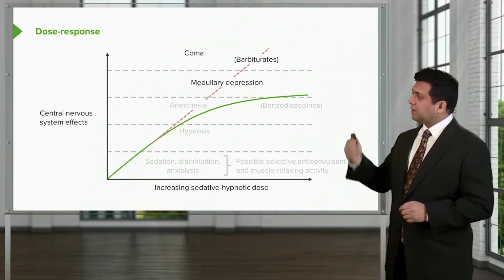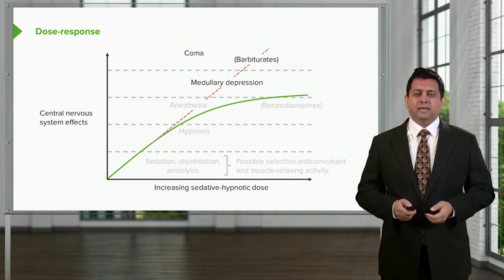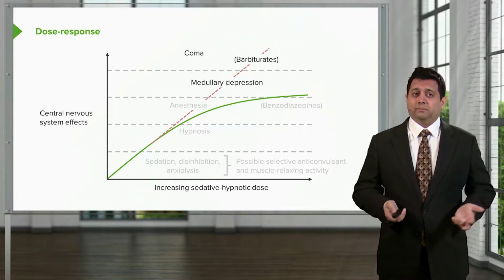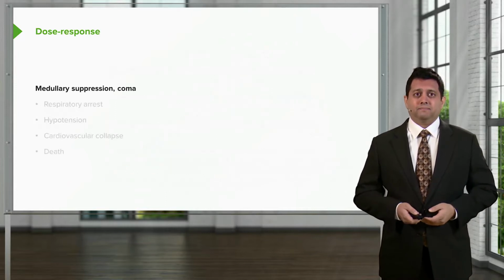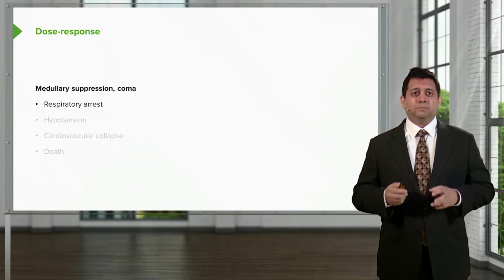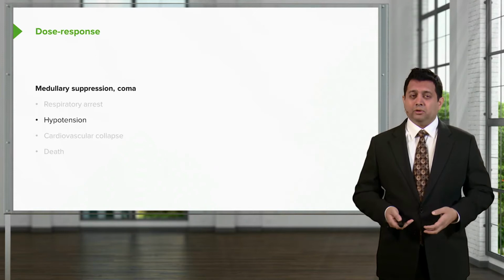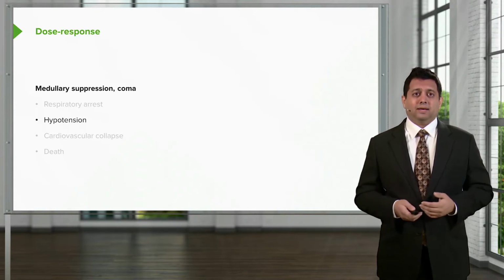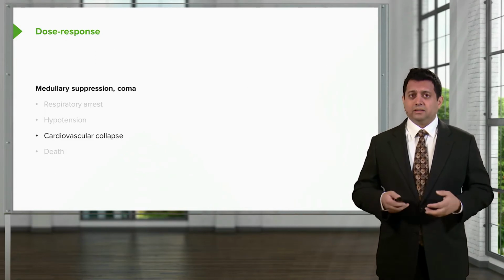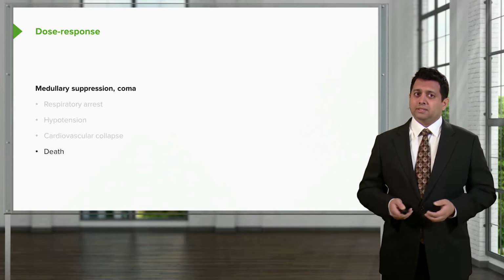Let's move on to the top of the spectrum. We're now talking about medullary depression and coma, and you can see that this is starting to become the sole province of the barbiturate class of medications. Medullary suppression and coma means that these patients often will have a respiratory arrest. They will develop low blood pressure because they've lost a lot of that sympathetic tone. There can be cardiovascular collapse if you're not administering the medications properly, and it can also result in death.